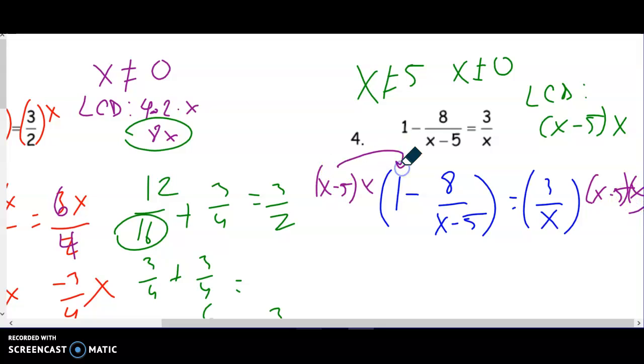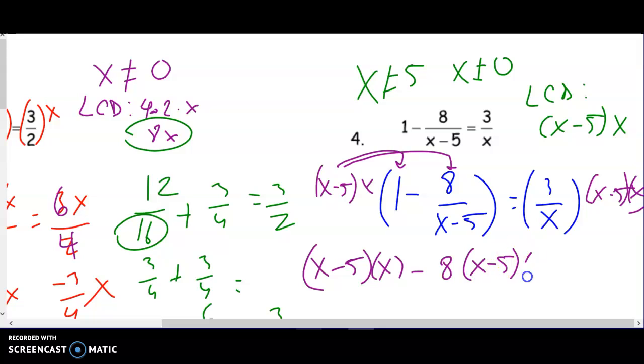Okay, let's multiply by this one right here. We have x minus 5 times x times 1. Let's multiply this 8 right there. So 8 times x minus 5 times x. X minus 5 is on the bottom. And we'll multiply right here.